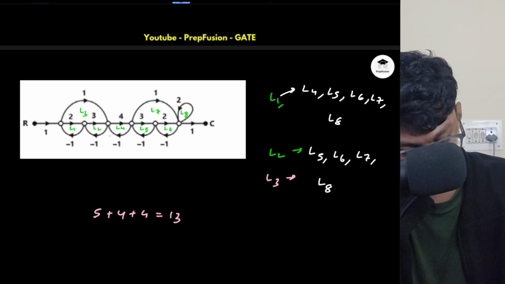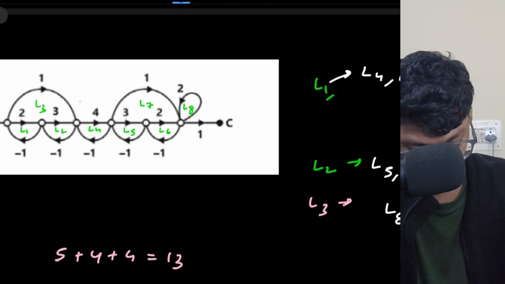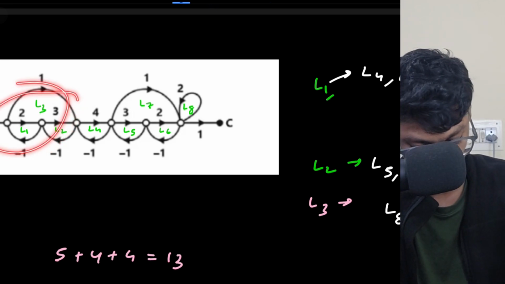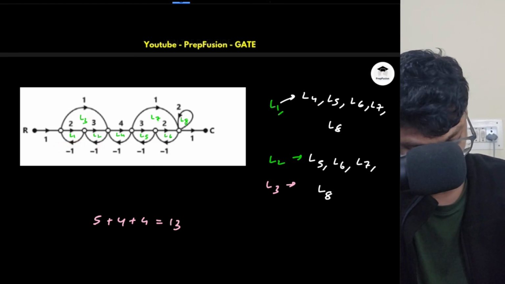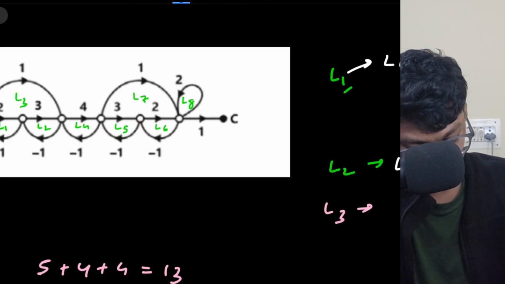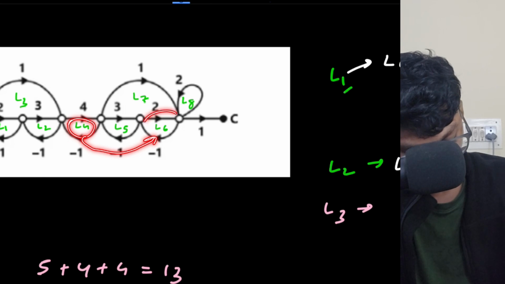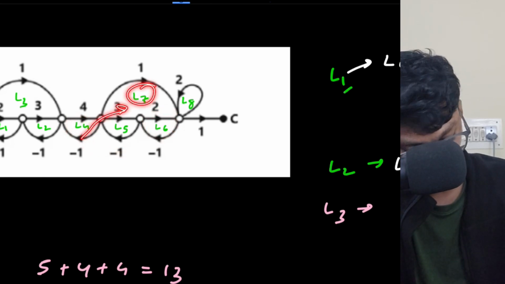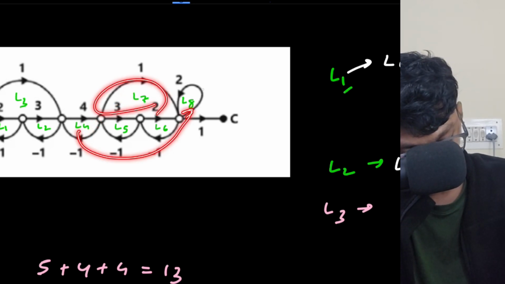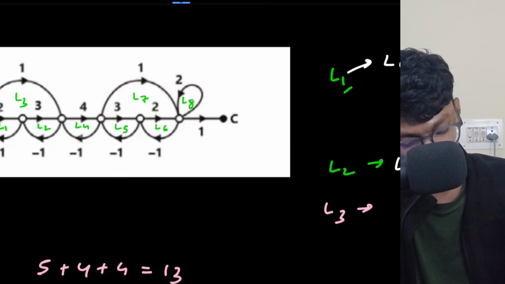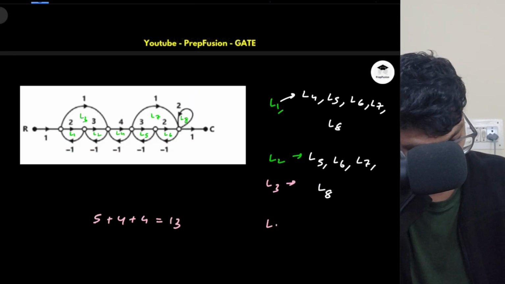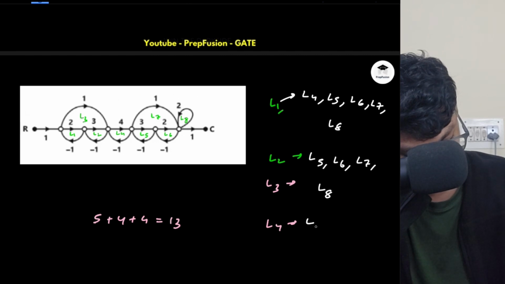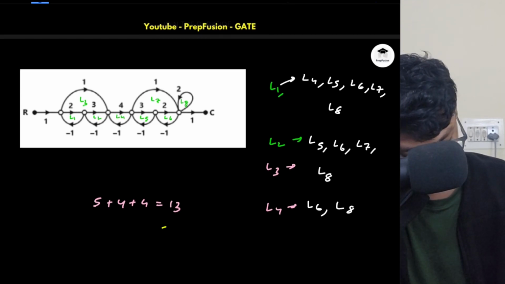What about L4 now? Already these combinations have been taken, right? So I will not take them anymore because L4 is already counted with L1, and with L2, L3 it is touching anyway. I will only take the right hand side. On the right hand side I see L4 is non-touching with L6. Is it non-touching with L7? No, it is touching L7. It is non-touching with L8. So L4 is non-touching with L6 and it is non-touching with L8. So plus 2 I will do.